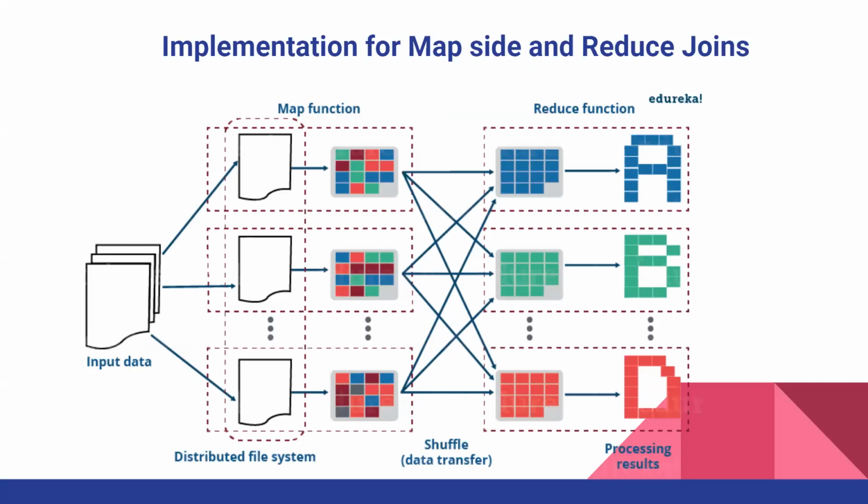This is the implementation phase for both map side join and reduce side join. Once we get the input data, the map function maps the common entities between the customer table and the transaction table in the HDFS file system. Then sort and shuffle operations happen before the reducer phase, and the reduce side function performs reduce side joins, and then we arrive at an output. Next slide, please.